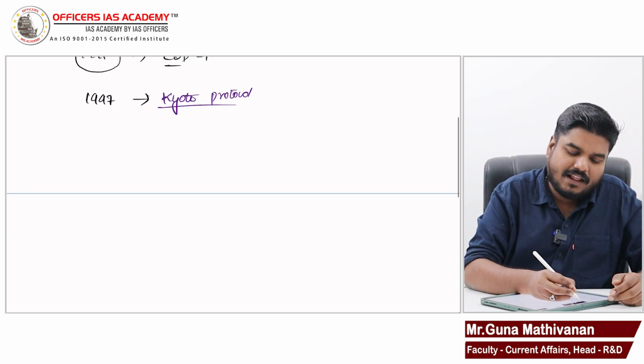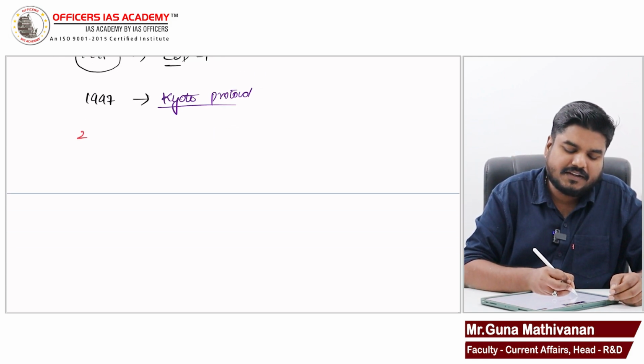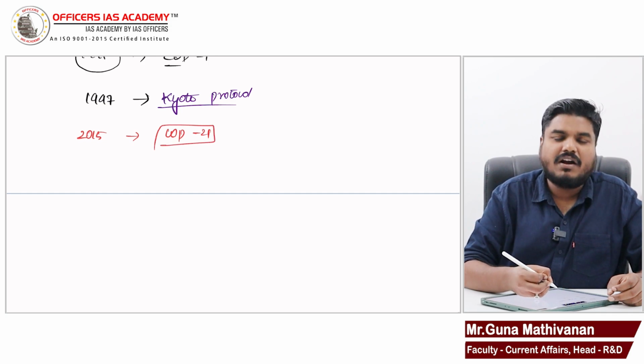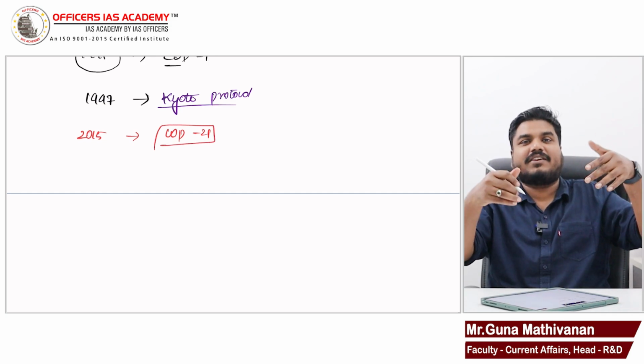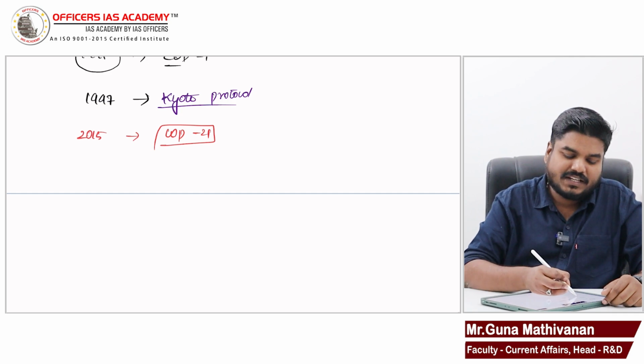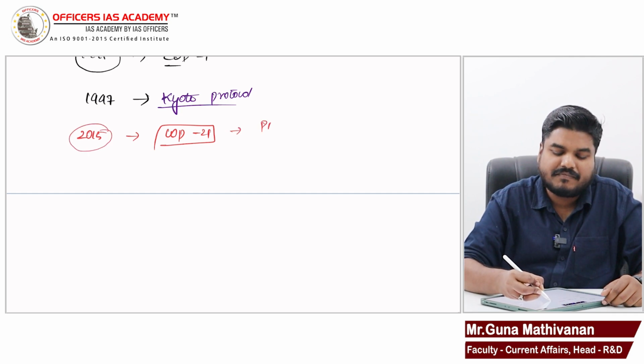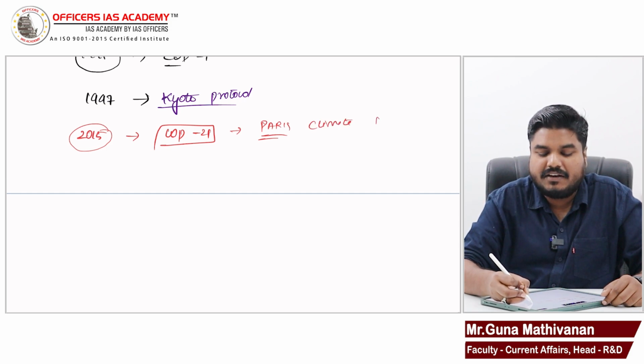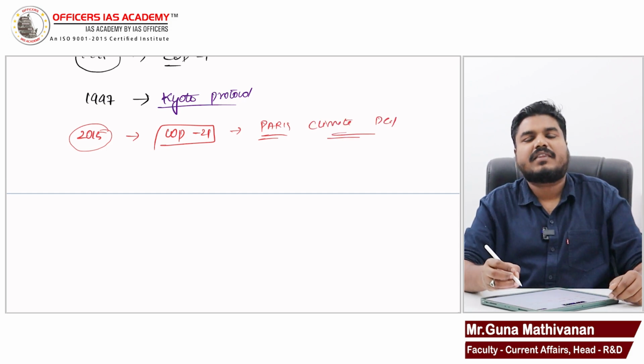Alright, then another most significant meeting was held in the year 2015. That is Conference of Parties 21, the 21st Conference of Parties, which was held in 2015 in Paris. And the Paris Climate Deal was signed.